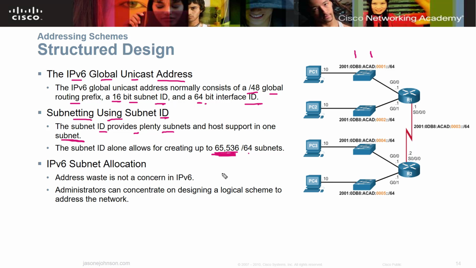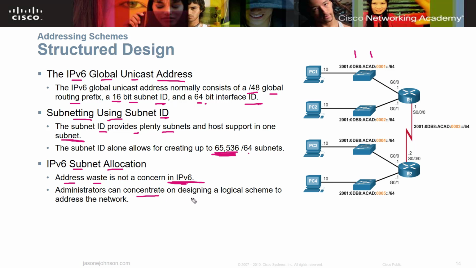So subnet allocation and address waste is not a concern in v6 at this point, and v4 wasn't at the point they created it, but it quickly became one. But with such a large address space, I don't really think in my lifetime, I'm 50 years old, in the next 50 years, even if I live to be 100, that we'll even get close to running out of IPv6 addresses. It's such a large number that I just don't think we ever will.